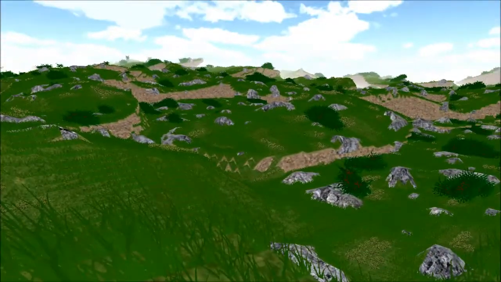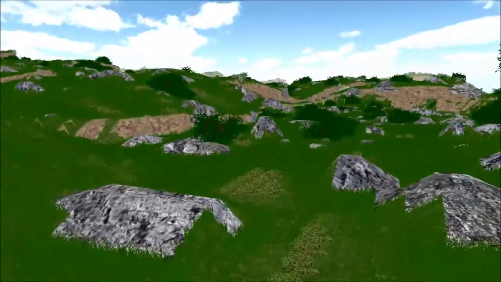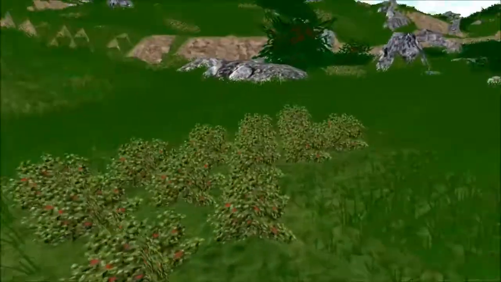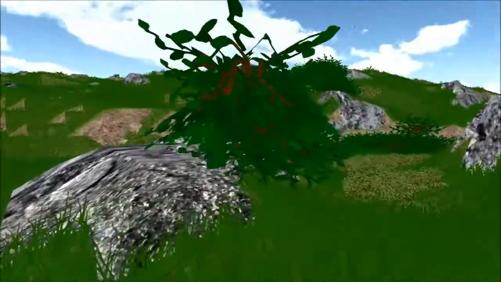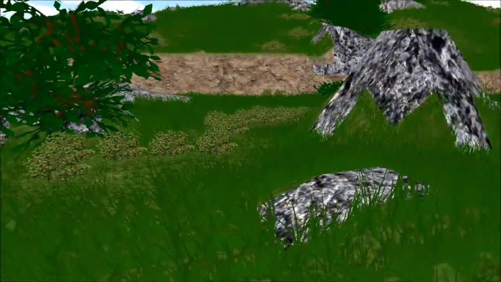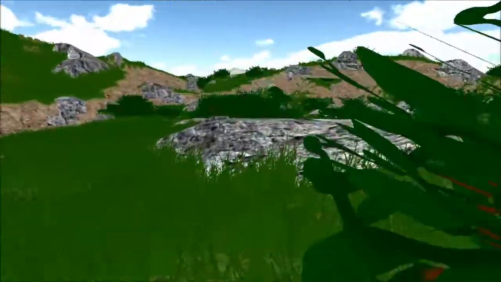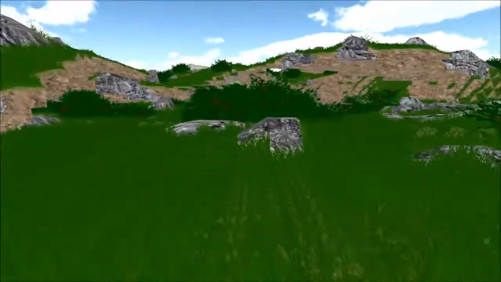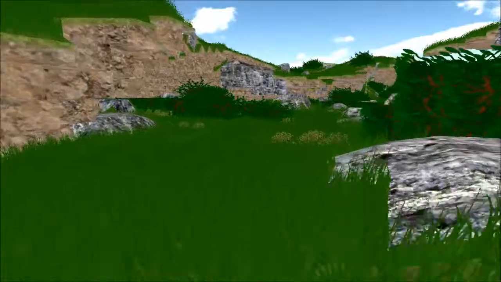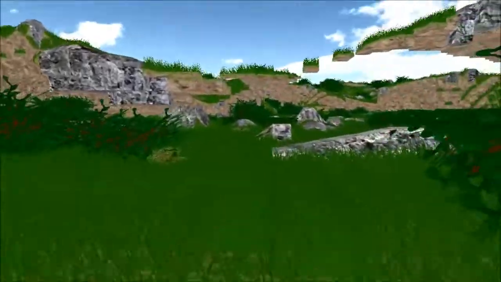This is the world. It's a world generated from noise maps, two 2D noise maps, and the difference between them is currently removed by a 3D noise map. And here you can see the bushes, grass, stone and small bushes, and in the future I will also add other things in this area.